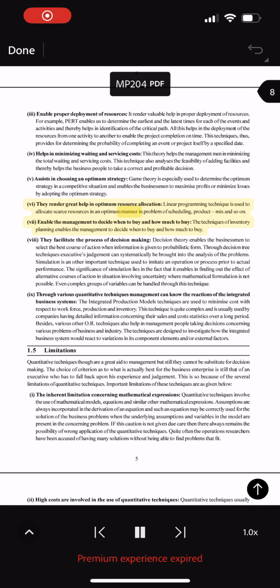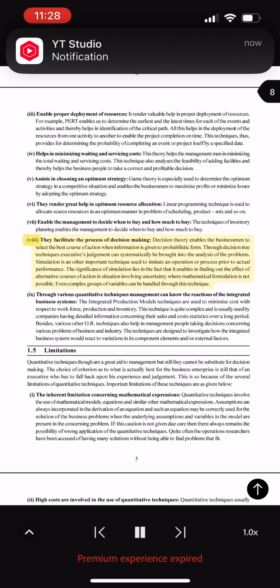Resources in an optimum manner in problems of scheduling, product mix and so on. 7. Enable the management to decide when to buy and how much to buy. The techniques of inventory planning enable the management to decide when to buy and how much to buy. 8. They facilitate the process of decision making.